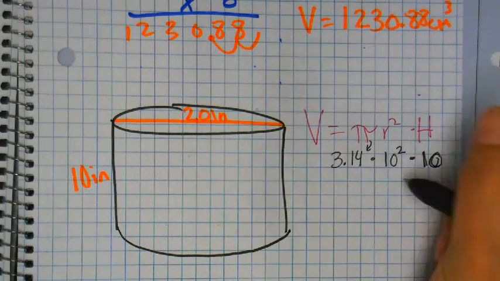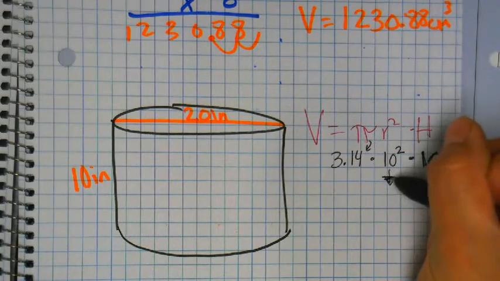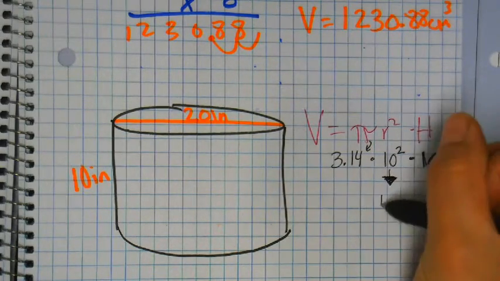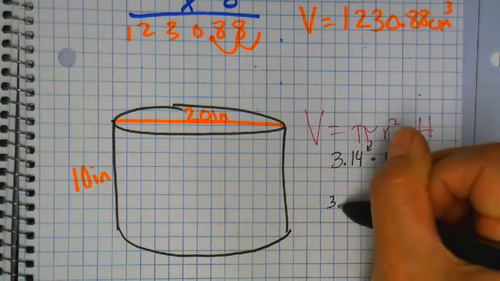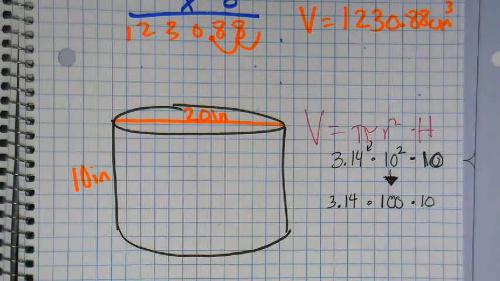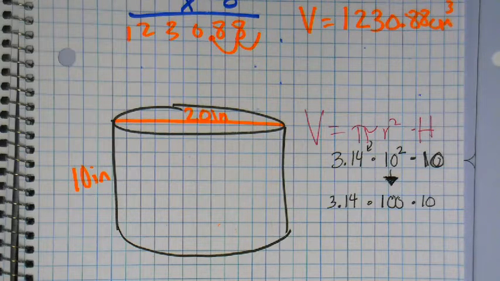Alright, so we do the square first. What's 10 squared? 100. Don't say 20. Alright. And I chose these numbers on purpose, right? Because it's easy. It should be easier. So what is our answer? 3,140. Yeah, and you probably could use mental math, right?